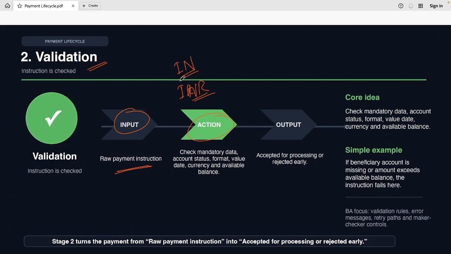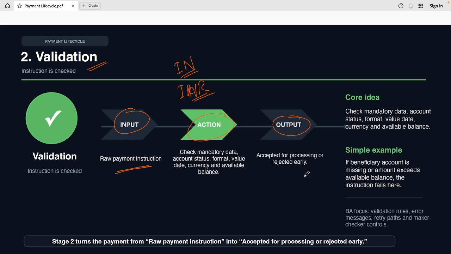The system may also check available balance, transaction limits, valid payment date, supported currency, customer permission, and so on. The output is either accepted for further processing or rejected early. So rejecting an invalid payment early basically prevents unnecessary processing in the later systems.